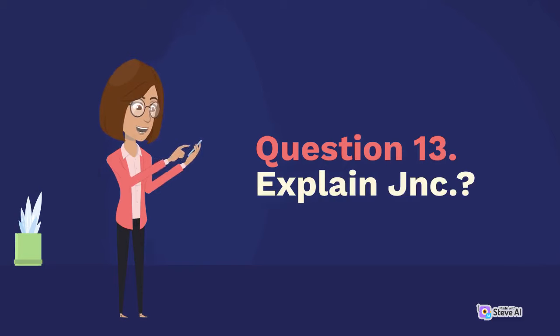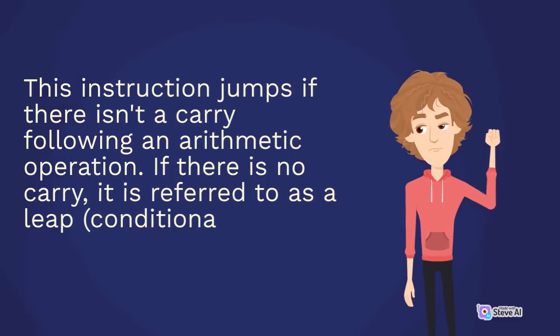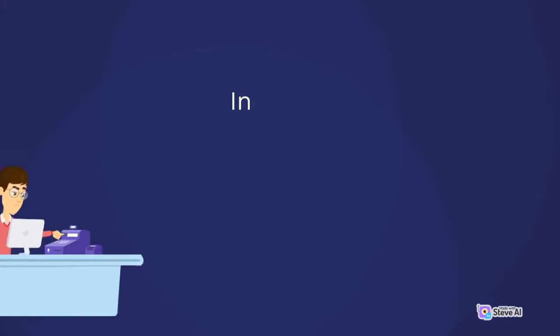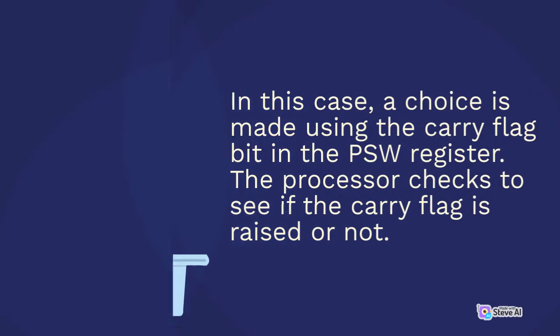Question 13. Explain JNC. This instruction jumps if there isn't a carry following an arithmetic operation. If there is no carry, it jumps; it is referred to as a conditional jump instruction. In this case, a decision is made using the carry flag bit in the PSW register. The processor checks to see if the carry flag is raised or not.